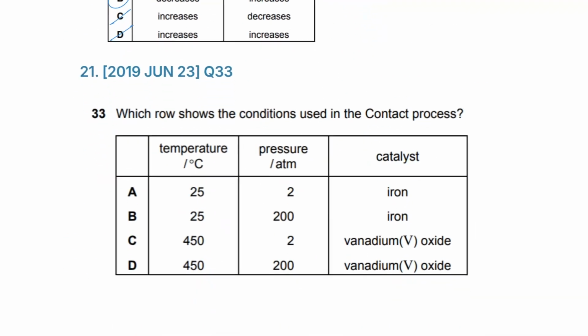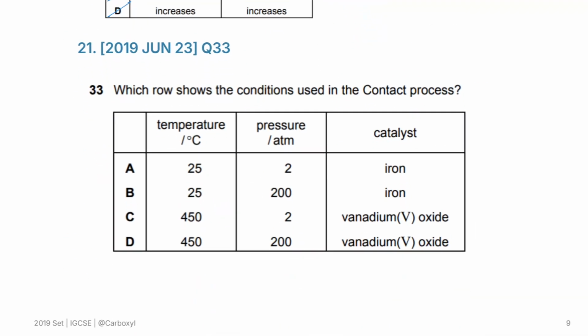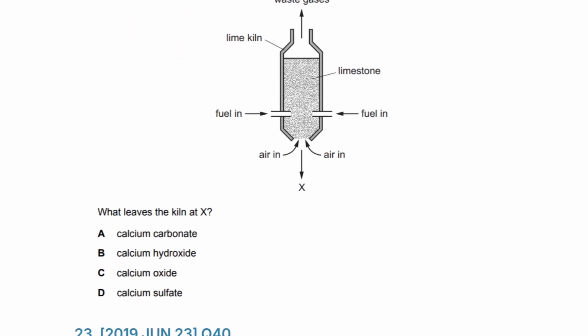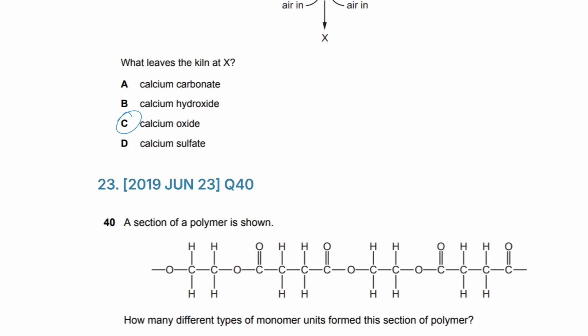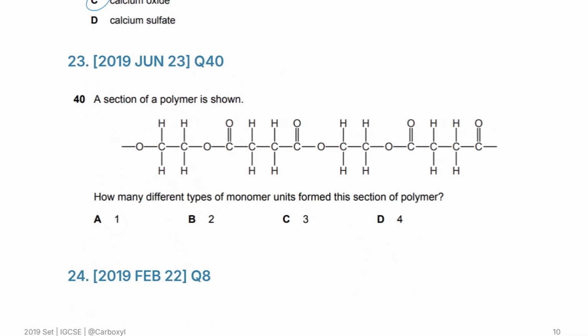Yes. Which row shows the conditions used for the Haber process? For the contact process, it's repetition. We've already seen it. It's C. The diagram shows repetition. We've seen it. That's C. Okay.